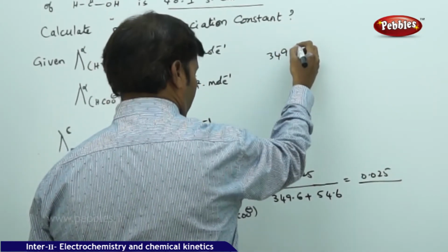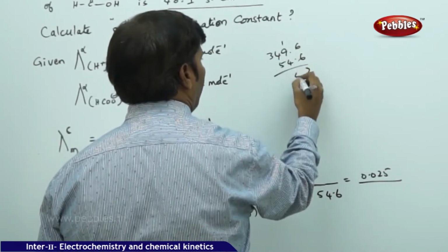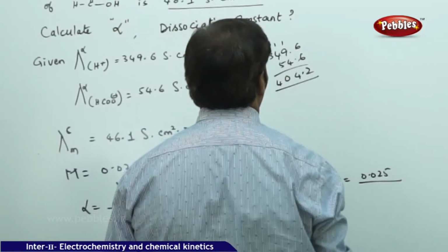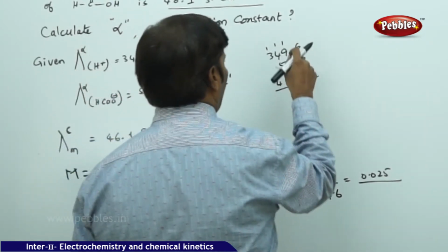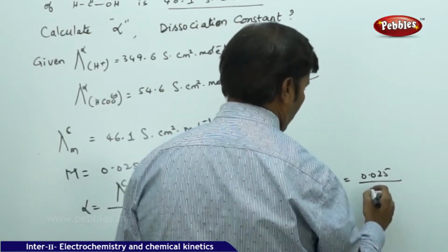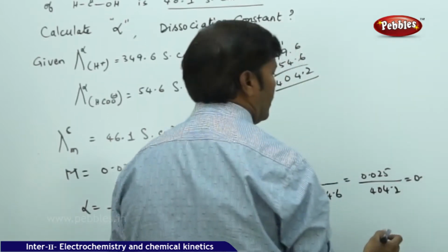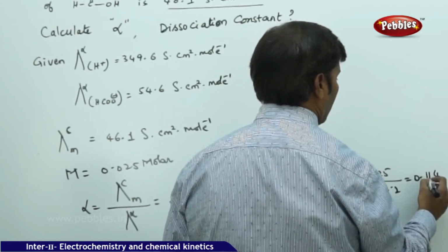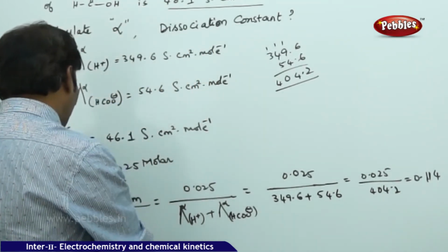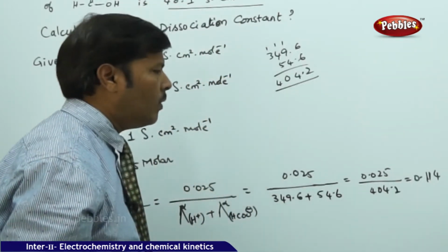So upon simplification, 349.6 and 54.6, if you add, this is 404.2. So 46.1 divided by 404.2, upon simplification, 0.114 is the final value which you are going to get. So the alpha value we got, that is the degree of ionization, is 0.114.